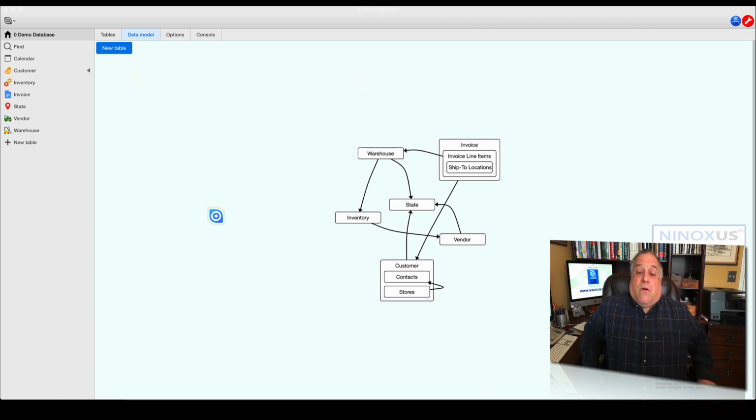Now, when we talk about links and relationships, they are represented graphically in Ninox in one of 2 ways. Relationships across families, or relationships between 2 separate stacks, are represented with a black arrow. The arrow starts at the stack that requires the data, and the arrowhead points to, and the line ends at the table that provides the data.